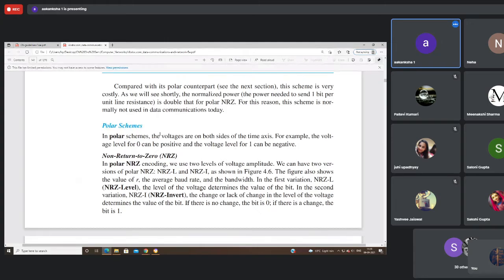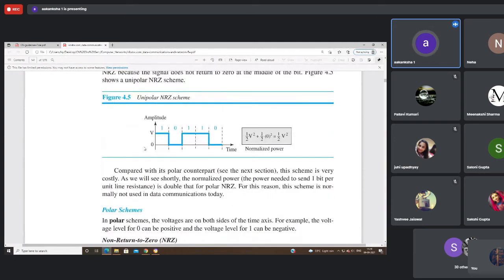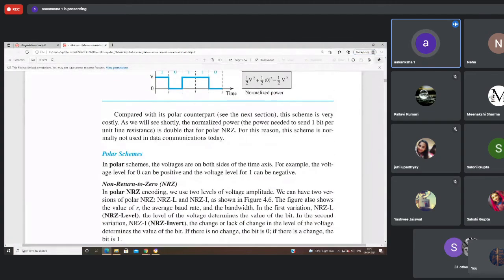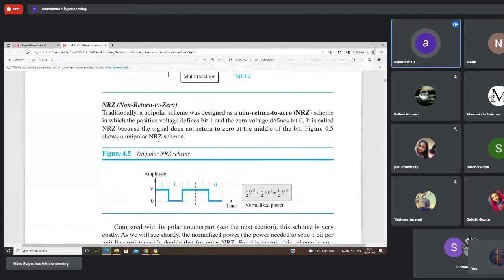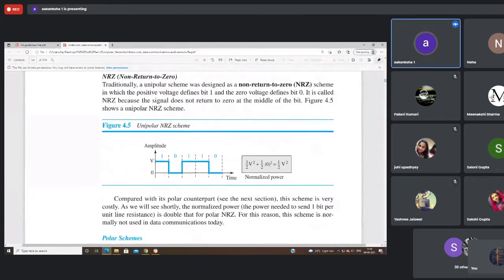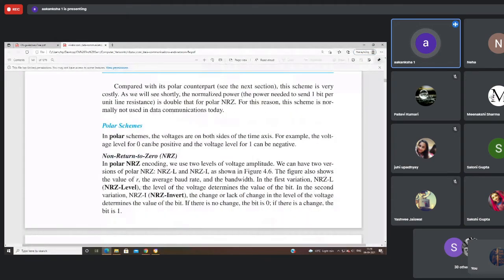So now in polar schemes, we can use both the sides, positive and negative side on the time axis. For example, the voltage level for 0 can be positive and level for 1 could be negative. Why is it non-return to 0? Because if it is positive for 1 and negative for 0, we are not in the middle of the bit, we are not returning to 0 level. So it is either positive or negative. So this was also non-return to 0 because we were not returning to 0 in the middle of the bit. Fine. So it is also NRZ, but this is a polar scheme.